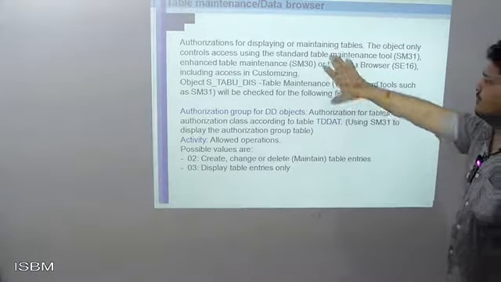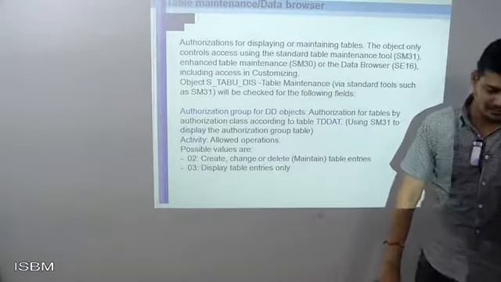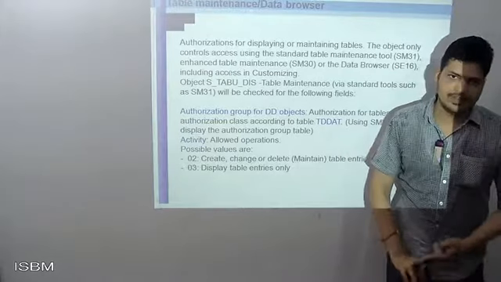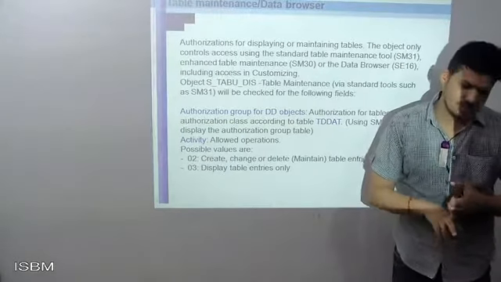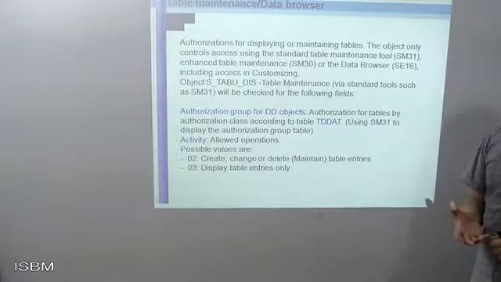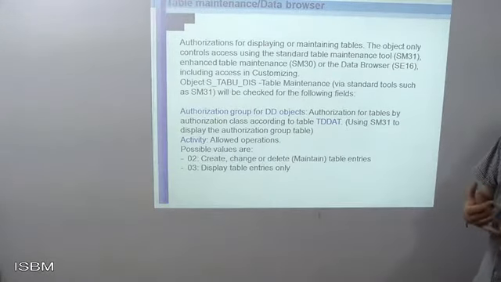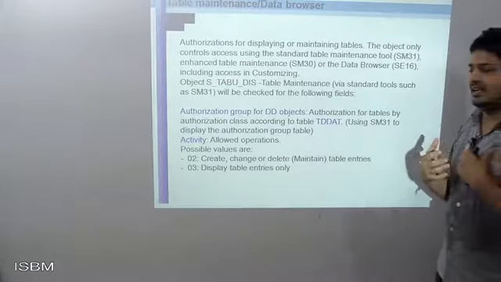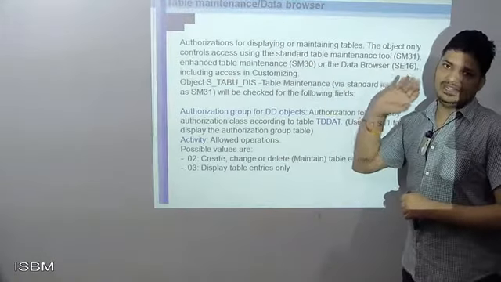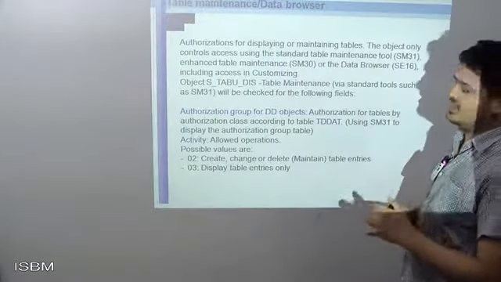What is it asking? It is asking that there are two ways to do the authorization. Either a person cannot open that particular transaction code, or they can open it but cannot do anything. They can only display and maintain those tables or those objects, nothing else.